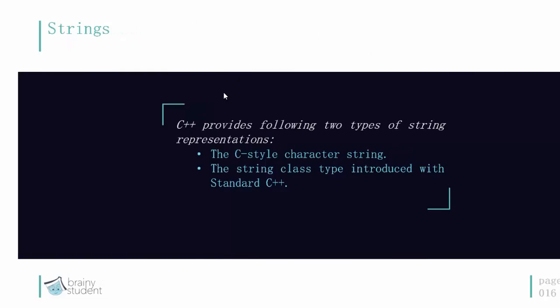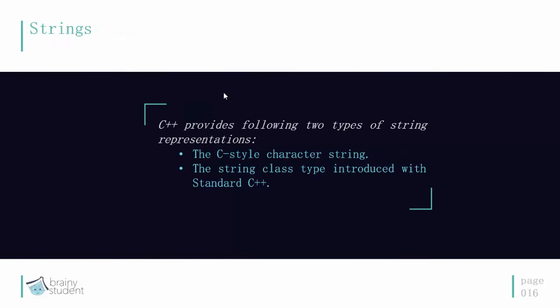Let's start with strings. Now C++ provides the following two types of string representation. As we know, a string is nothing but a collection of characters. If we have more than one character continuously, then we will call it a string. For example, the name of a person, Ram. Ram is a string because it contains many characters. Which characters? R, A, and M. So Ram is my string.